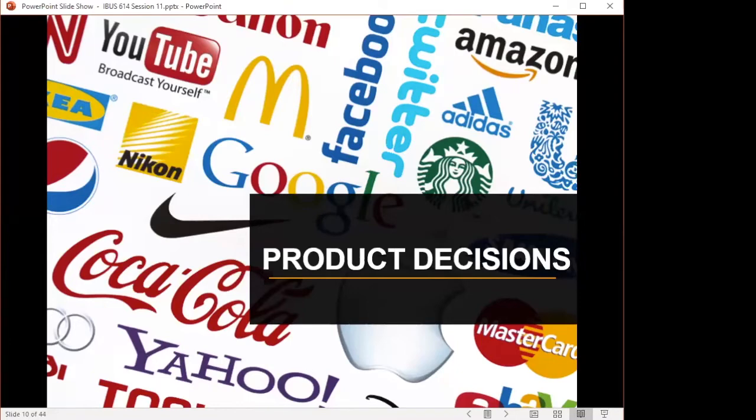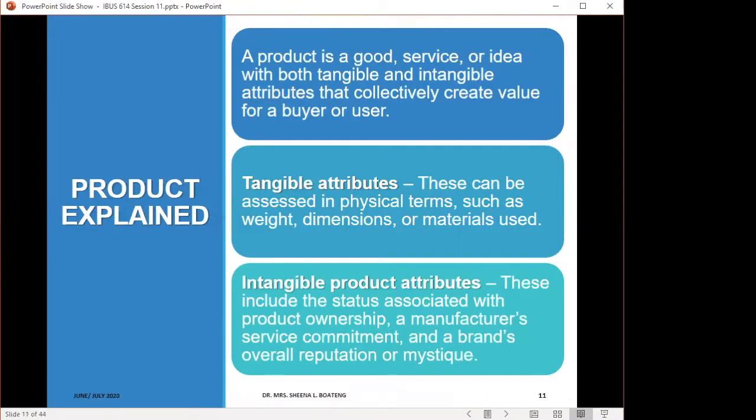Okay, so let's start with product decisions. Now, when we talk about product in marketing, we are referring to a good, service, or an idea with both tangible and intangible attributes that collectively create value for a buyer or user. Now, in terms of these 2 attributes, when we talk about tangible attributes, first of all, these are the attributes that we can assess in physical terms. So, for instance, tangible attributes may include the weight of the product, the dimensions of the product, the materials that have been used to design the product, to create its packaging, among others. All of these things are what we refer to as the tangible attributes of the product.